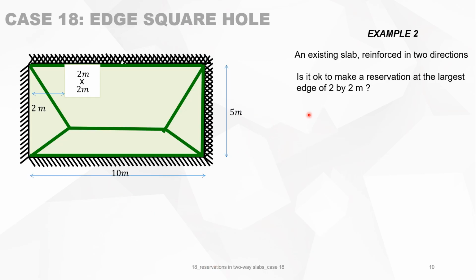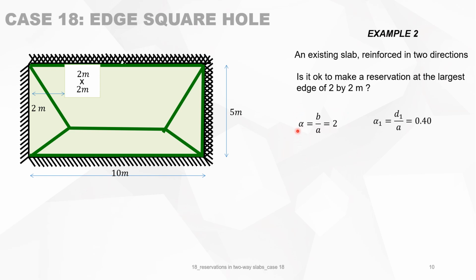Second example, we have an existing slab and they want to make a reservation in it, 2 meters from the edge, and the reservation is 2 by 2. Is this possible? You do not have the necessary information. You don't know what size of reinforcement is or what the actual load was on this slab. So we suppose that the reinforcement top and bottom are equal and that the slab was calculated correctly in the beginning.